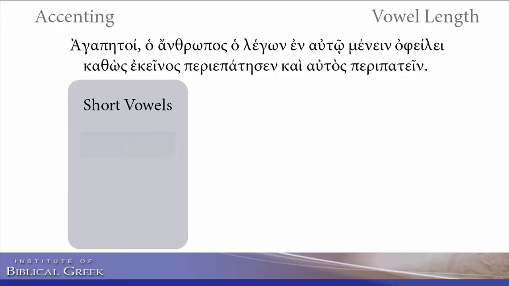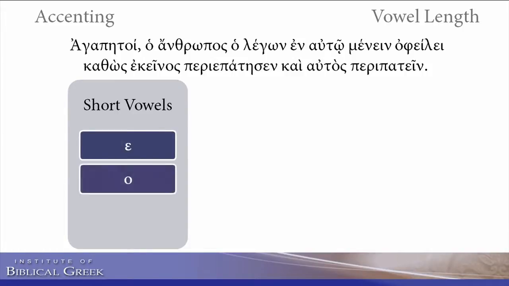Our three basic vowels are A, E, and O, or in Greek, alpha, epsilon, and omicron. Epsilon and omicron are always short, along with a final omicron iota and alpha iota. Those two diphthongs, when they're the final letters, are short as well. And that covers everything that must be short.